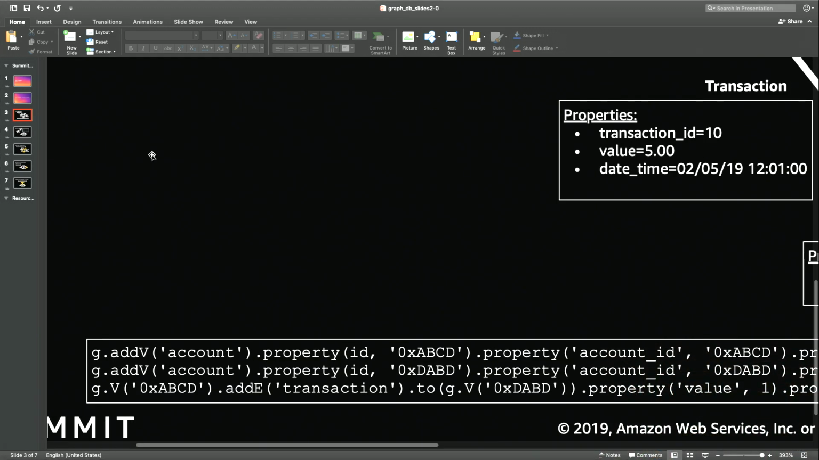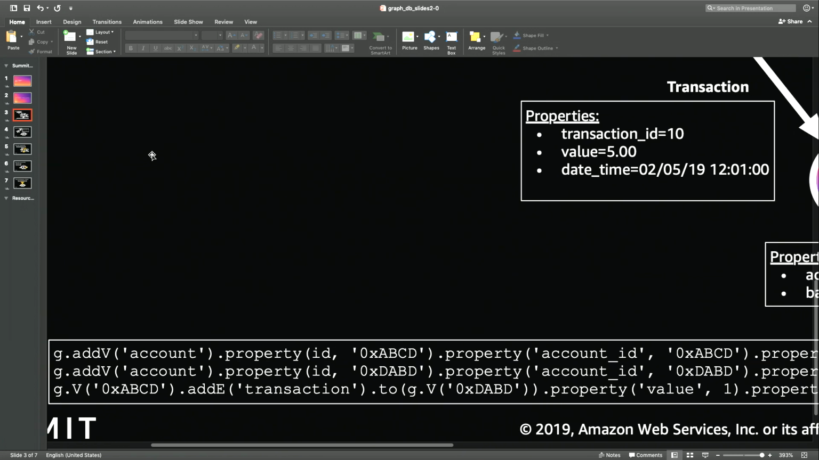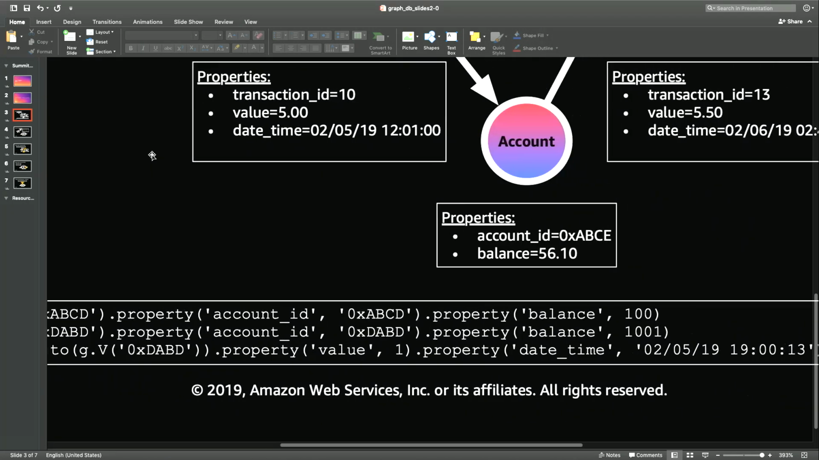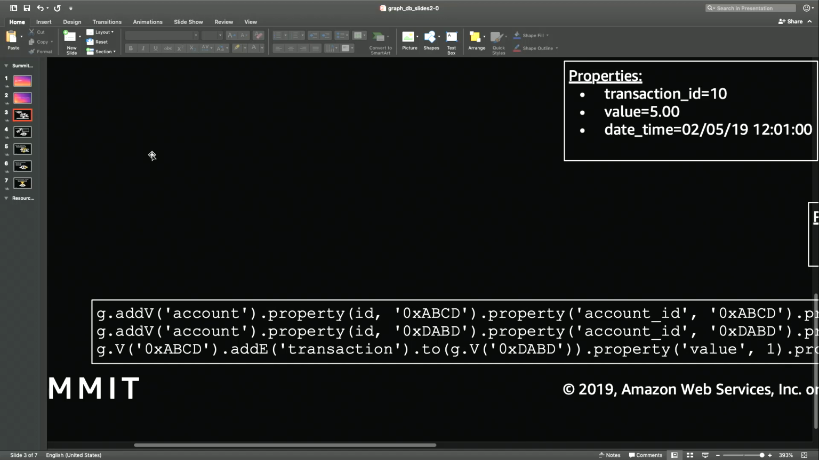So G is our graph, add V, we're adding a vertex, right? And then you'll see we just chain our properties at the end of our vertex statement. So it's very much like a Fluent or a Builder style interface here. In this case, we're adding two vertices, and then we need to add the transaction to join the two, the edge, right? And obviously that's the add E.